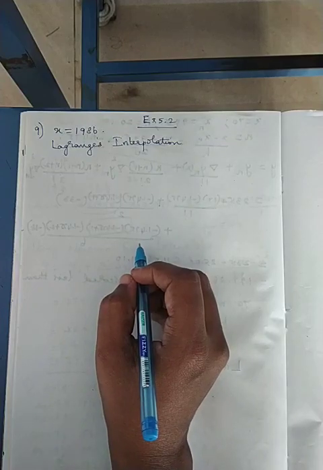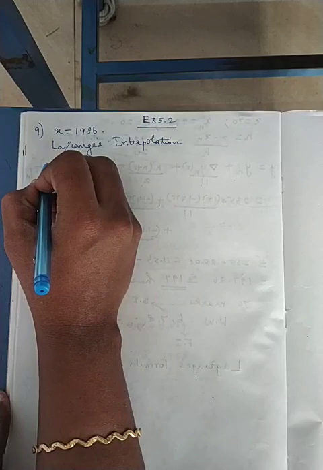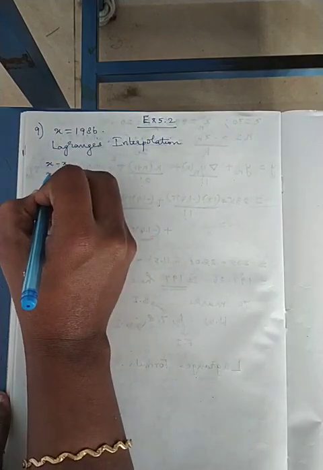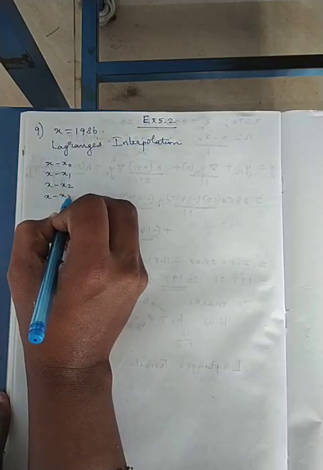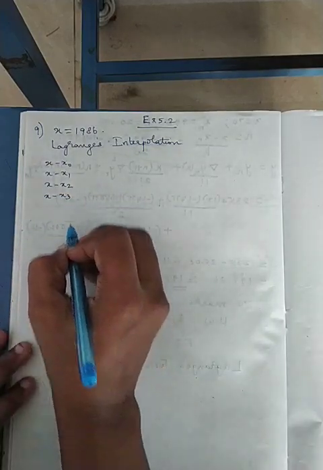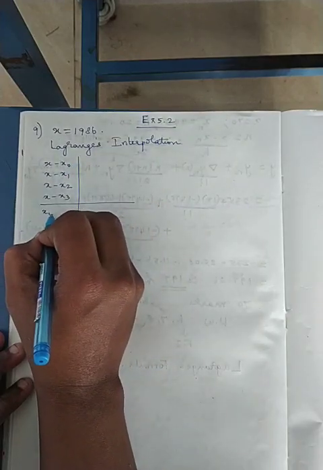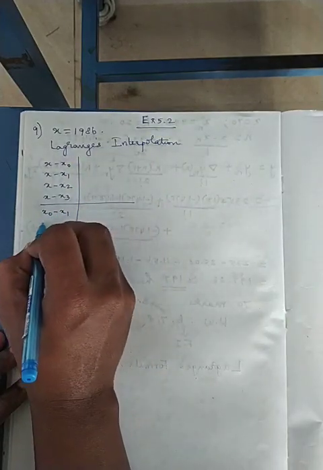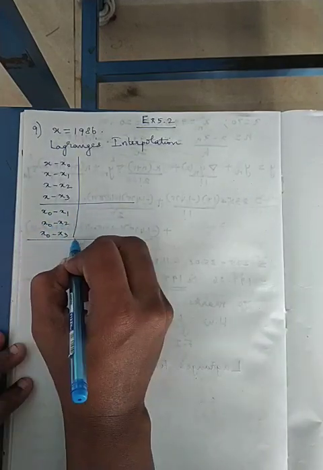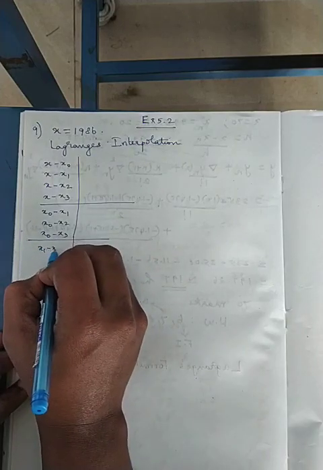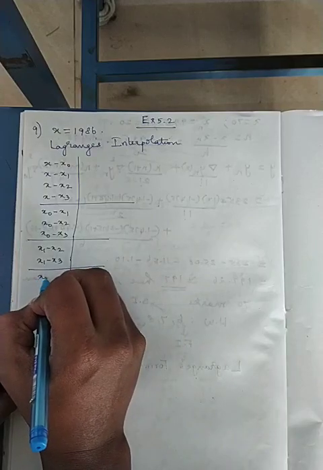Then okay, now how I am going to use it, we will see. First of all, we have to form one table. How am I going to form one table? See, it will be like x minus x0, x minus x1, x minus x2, x minus x3. I have 4 values of x, so this will be my first portion. Then I will have x0 minus x1, x0 minus x2, then x0 minus x3. Then I will take x1 minus x2, x1 minus x3. Finally I will be getting only x2 minus x3.